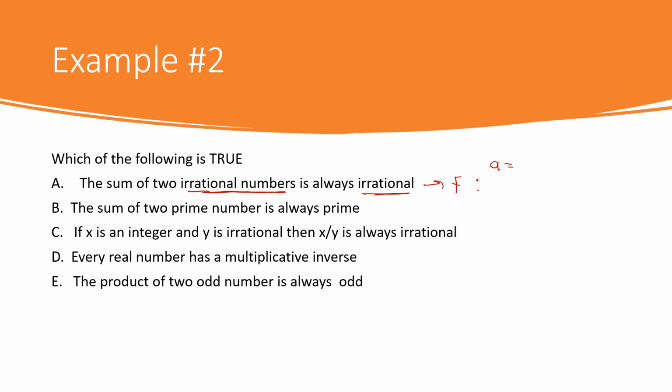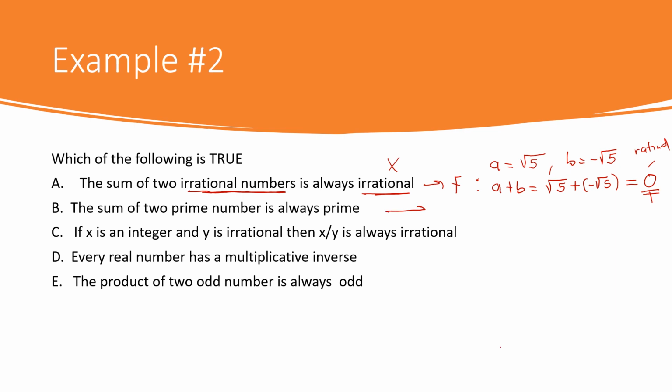For example, take A to be root of 5, and take B to be minus root of 5. Both of them are irrational numbers. But what is the sum? A plus B is going to be root 5 plus minus root 5, and this is going to be 0. But 0 is not irrational, it's rational. So this statement is false.